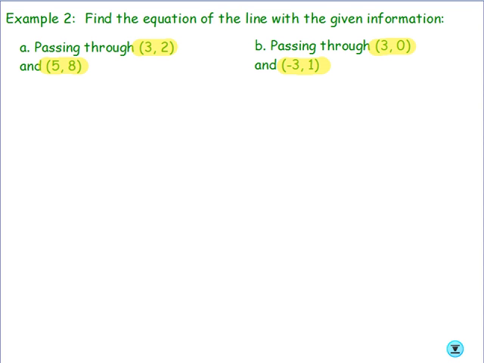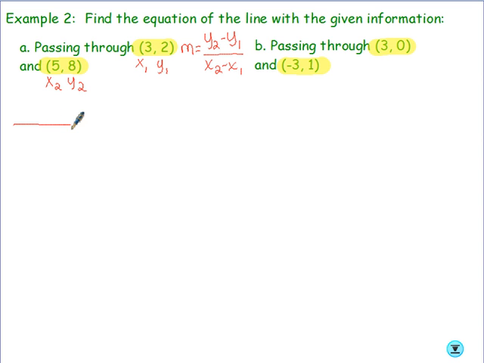We need to use the formula from the last lesson. I'll write it down again. M equals y2 minus y1 over x2 minus x1. We're using that formula again to help us find slope. So I'm going to label my points: x1, y1, x2, y2. This is all stuff from the previous lesson.